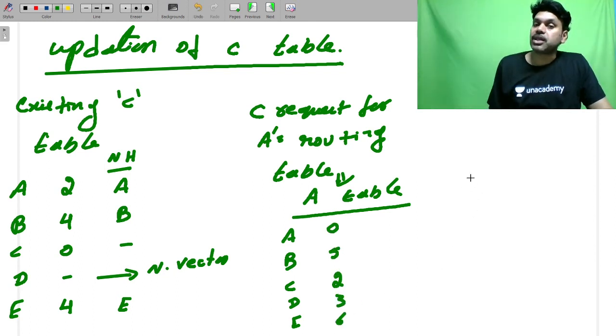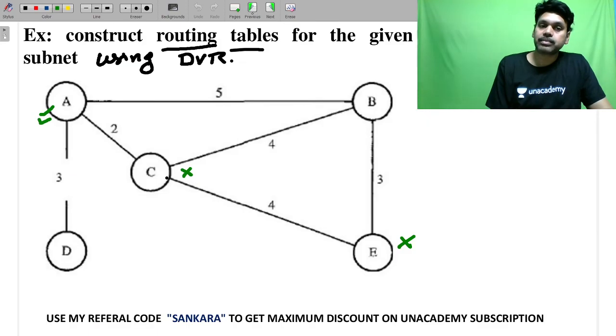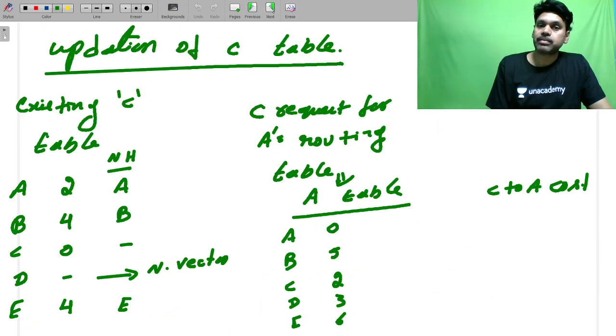And you need to take the cost from C to A. What is C to A cost? It is 2, I think so. Yes. So add this 2 here.